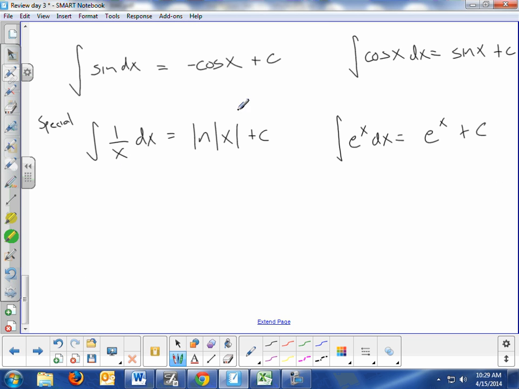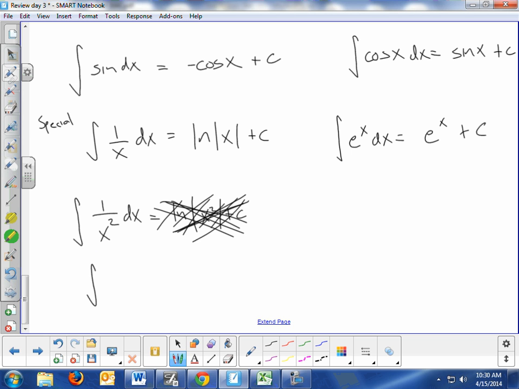Well, learning this rule probably hurt us when asked to do this antiderivative. Because everybody thinks, okay, after learning this special rule, that the antiderivative of this is log absolute x squared. But that is wrong. Instead, we use the power rule, and what we have to do is rewrite this as x to the negative second, and then add 1, and then multiply by the reciprocal.